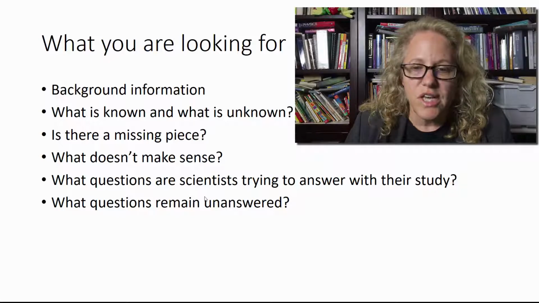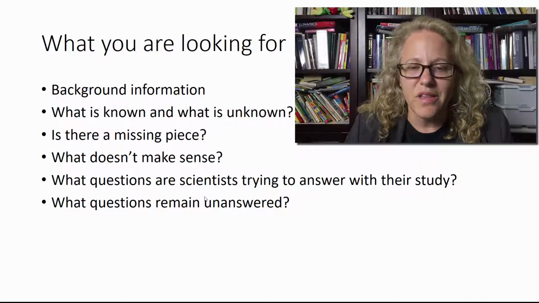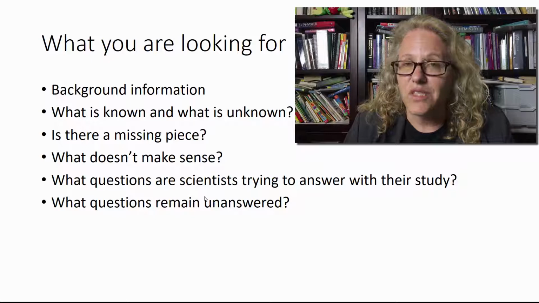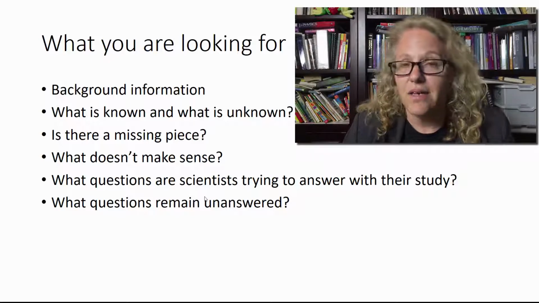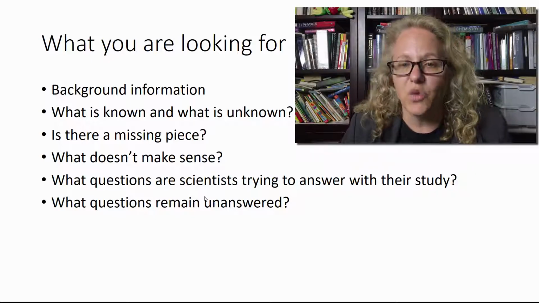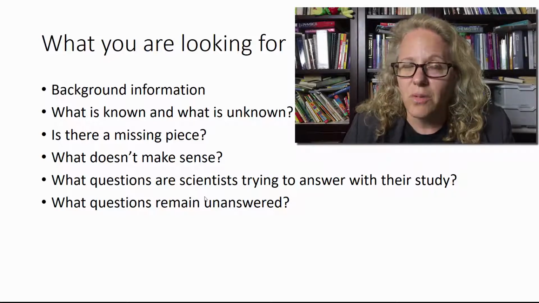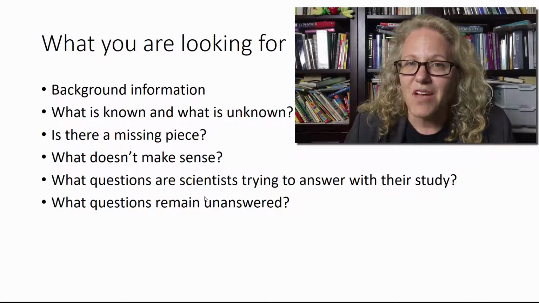What questions are scientists trying to answer with their studies? This is one of the most important things when you read a scientific article: what question are they trying to answer, and did they answer it? Did they answer it successfully, to you? If not, figure out what's missing. Again, finding that missing piece. And of course, the most important one, what questions remain unanswered? That's pretty much the same thing as what is known and what is unknown. But what questions haven't been addressed? What questions do you have? What questions have not been answered?